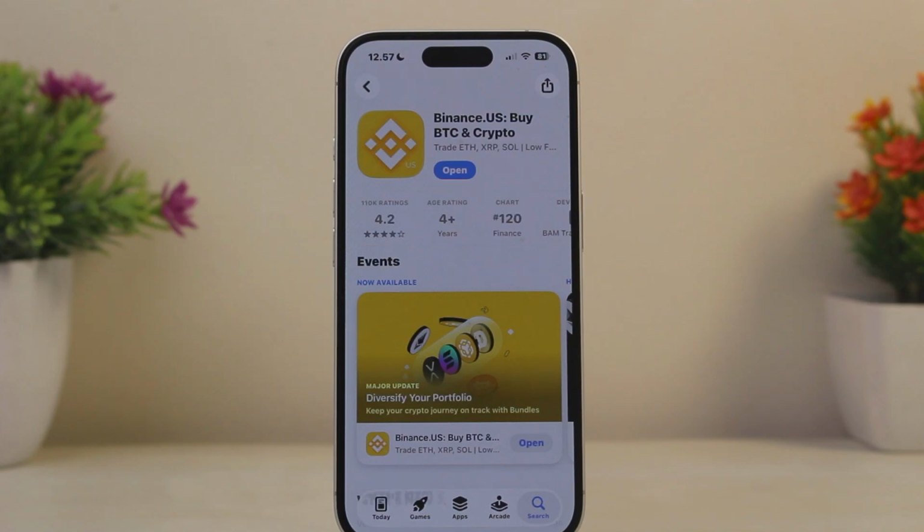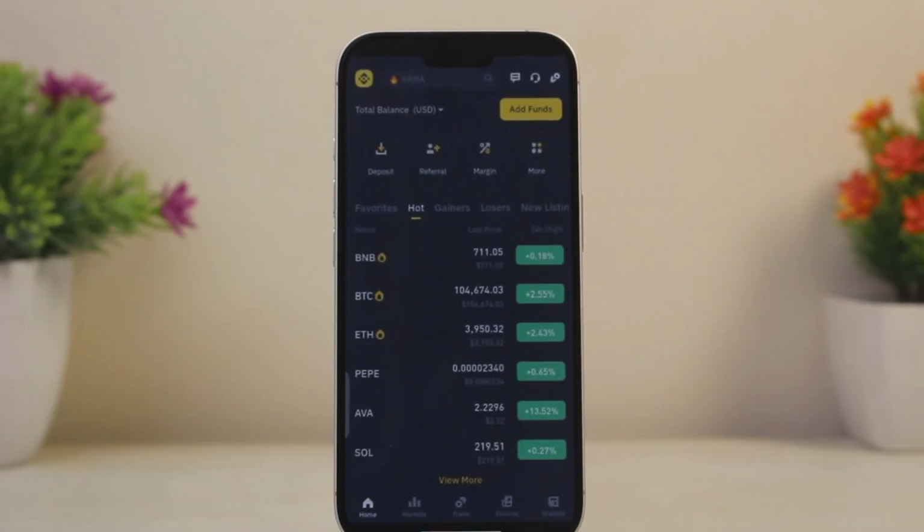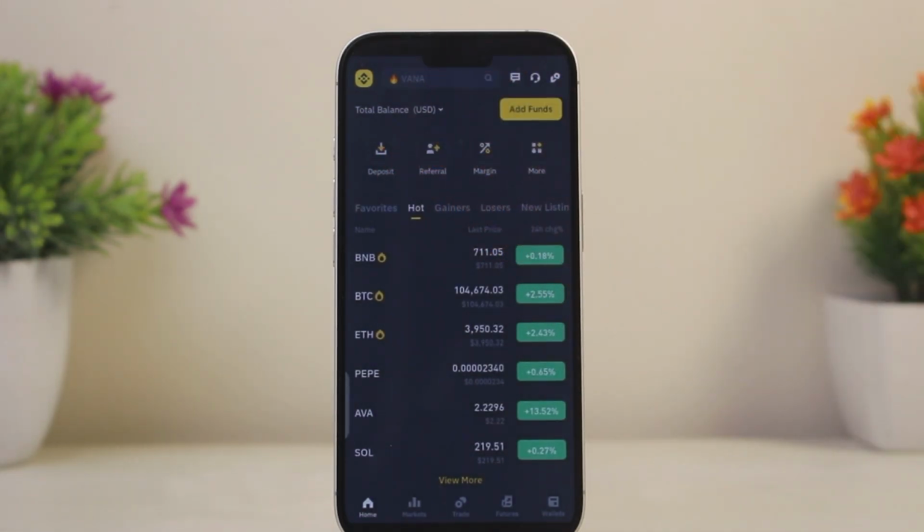Now, to buy crypto with cash, what you have to do is head to your Binance app and log into your account. Now tap Add Funds or Deposit on the home screen and then select P2P Trading. Now set the trade toggle to Buy and select the crypto asset you want.